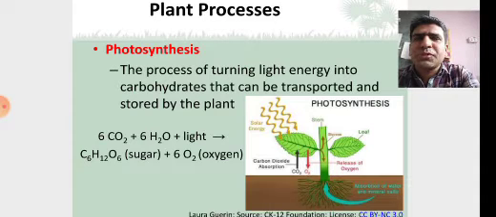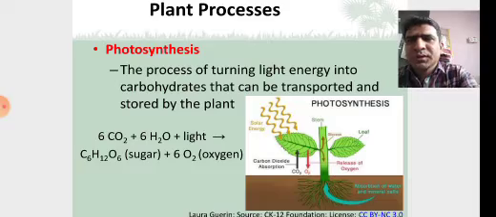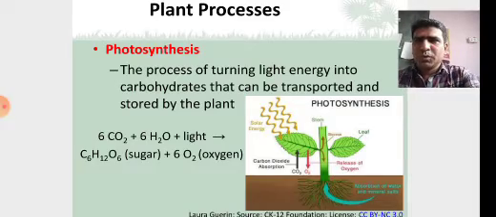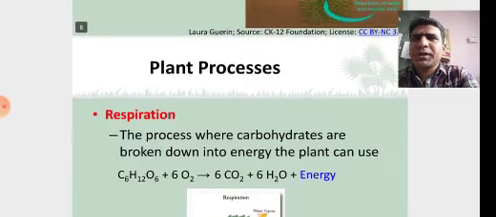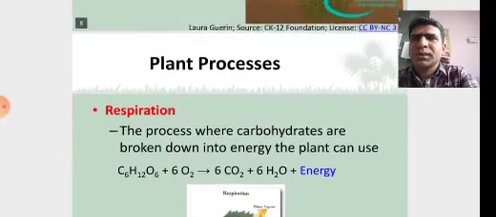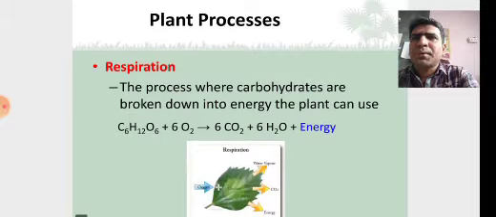In the process of photosynthesis, there is absorption of water and minerals from the soil and absorption of carbon dioxide from the atmosphere. There is sunlight and there is a formation of glucose. Another plant process is respiration. In respiration, the carbohydrates are broken down into energy.